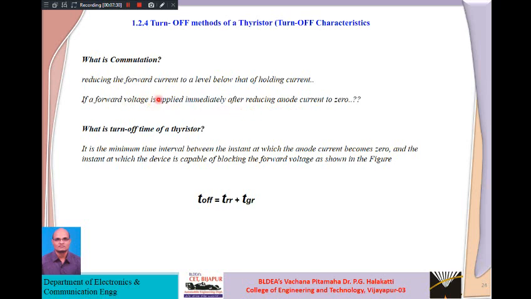So if a forward voltage is immediately applied, the middle junction, by reducing this forward current below the holding current, the three junctions are still not in a position to block the forward voltage.